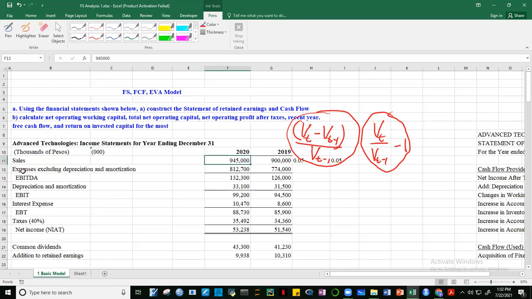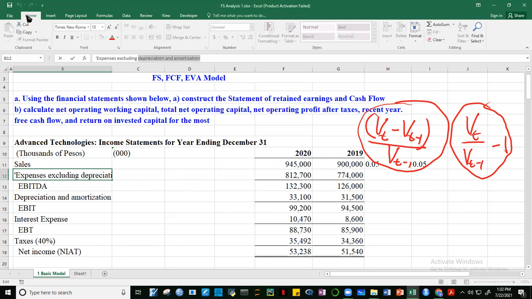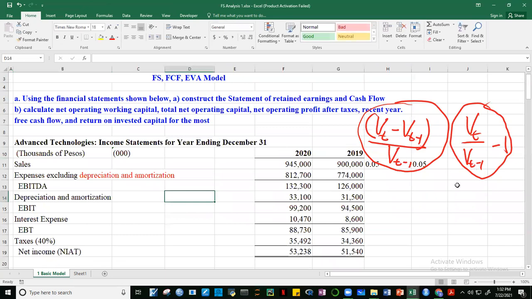Alright. Now, our sales is 945. Now, take a look at expenses excluding depreciation and amortization. Now, why are depreciation and amortization being singled out? What's the reason, guys? Why do we have a singling out of depreciation and amortization? What could be the reason for that?